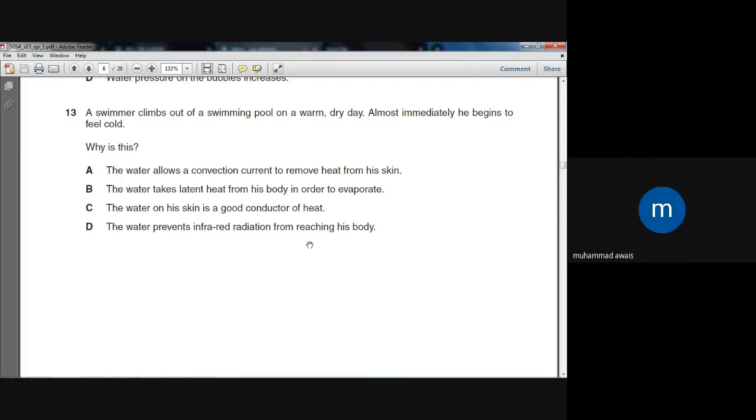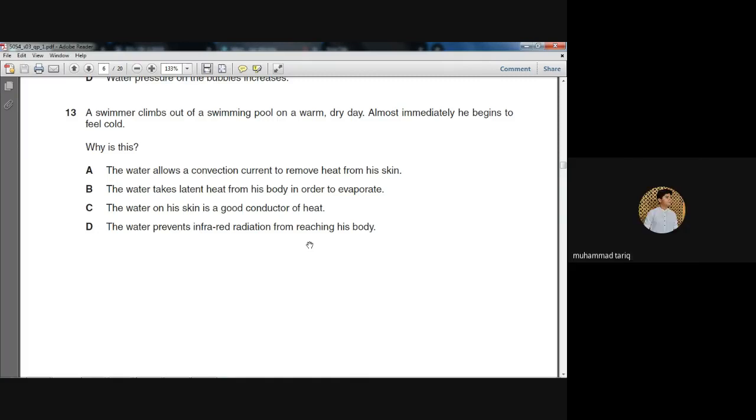Why is this? Because of evaporation. When you come out of the swimming pool, you have water on your body, and it's dry and warm, so the water on your skin will evaporate. When evaporation happens, it has a cooling effect on your skin. The body gives latent heat of vaporization to evaporate it, the temperature of the body decreases, and we feel cold. So what's the choice?